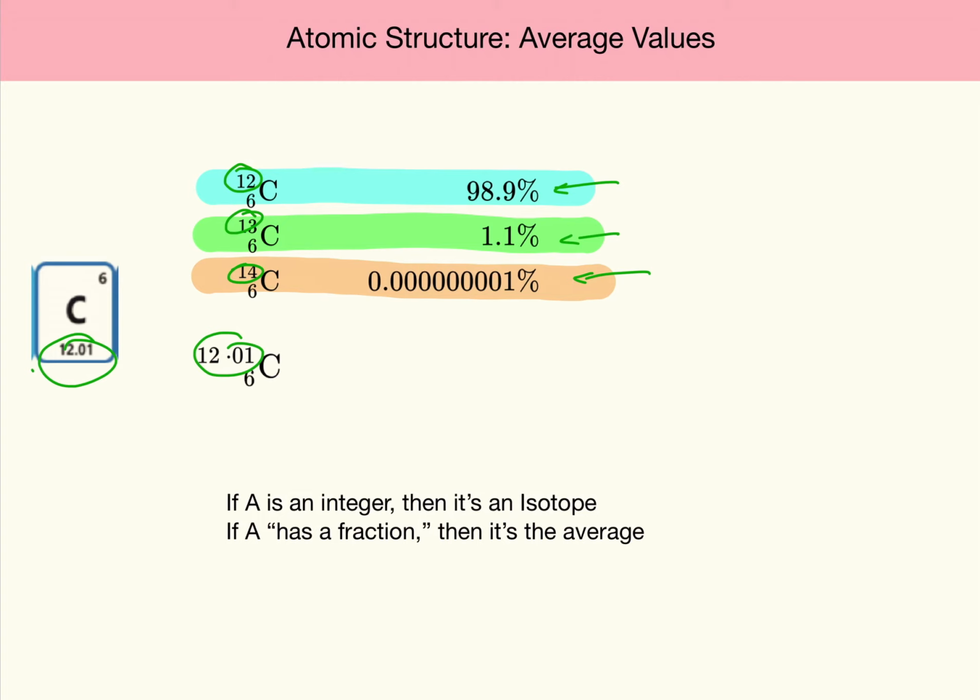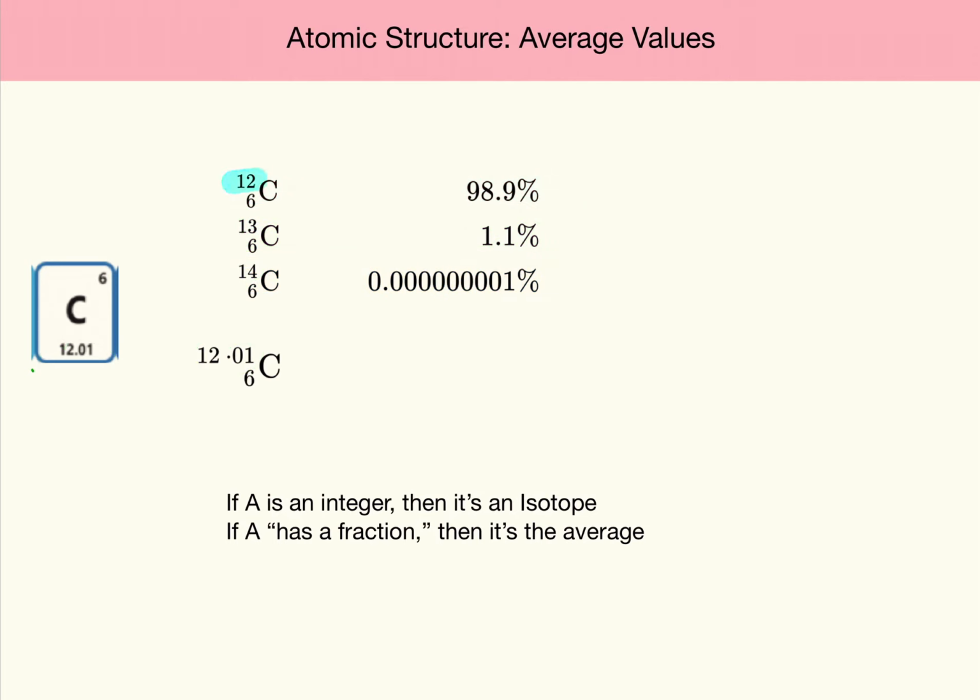Now, based on a weighted average, you would expect the answer to be near 12 because almost all of the carbon found in nature is carbon 12. And indeed, it is very close, 12.01. So if you have an atomic mass that is a whole number, an integer, then you know you're dealing with an isotope. On the other hand, if you're dealing with a formula that has a fractional component, then you know you're dealing with an average of isotopes.